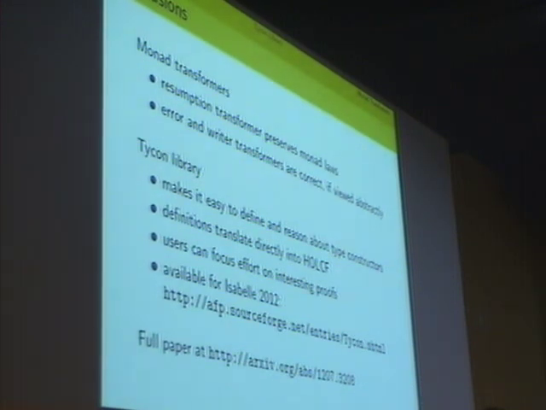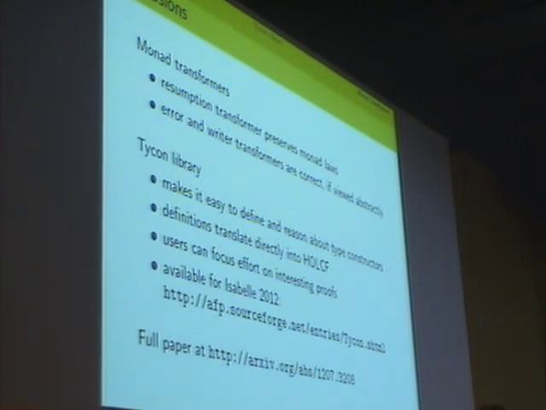So to conclude, we've done some proofs about monad transformers. The resumption transformer preserves the monad laws. The error and writer transformers do preserve the monad laws if you view them as abstract types. And the Tycon library has a lot of useful automation for reasoning about these types of things. It's easy to define new type constructors. You can focus your effort on the interesting parts of proofs without having to write a lot of boilerplate. And the library is available for download on the Archive of Formal Proofs if you have Isabelle 2012. So thank you for listening.